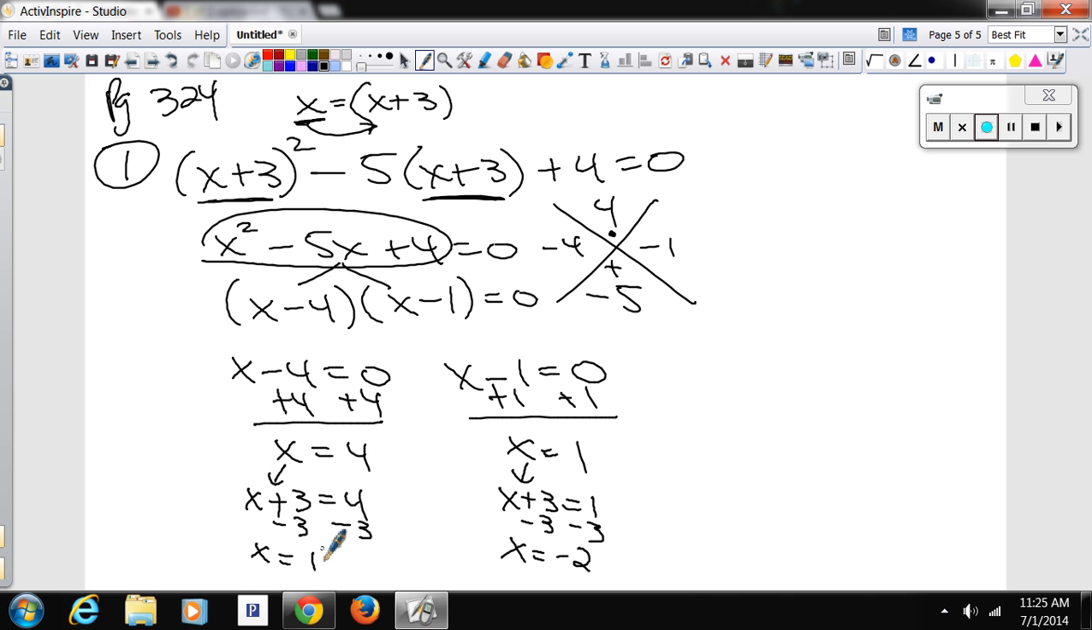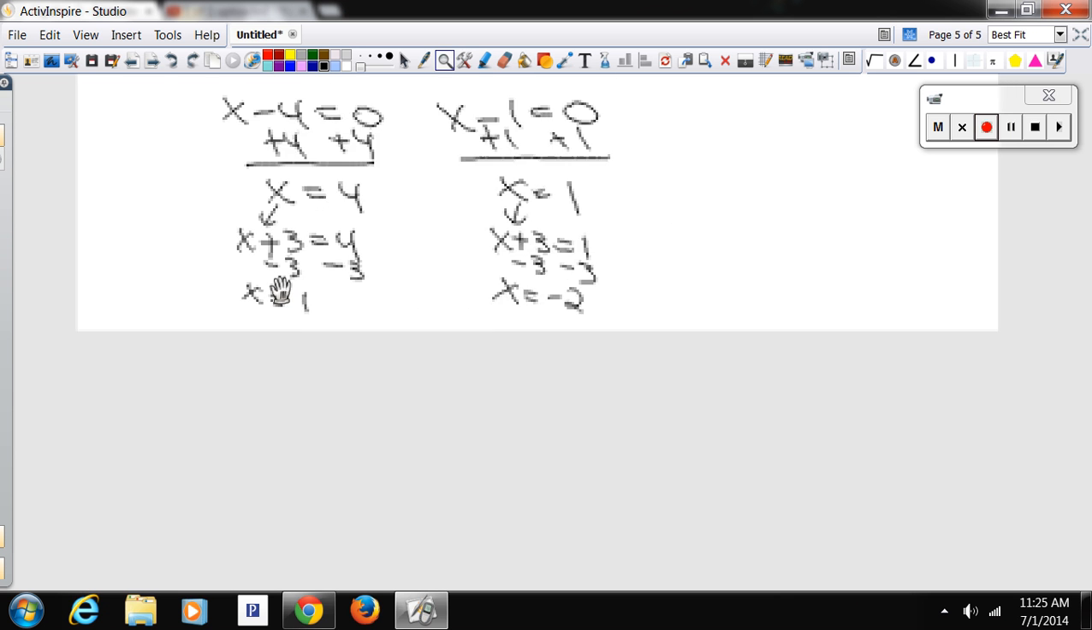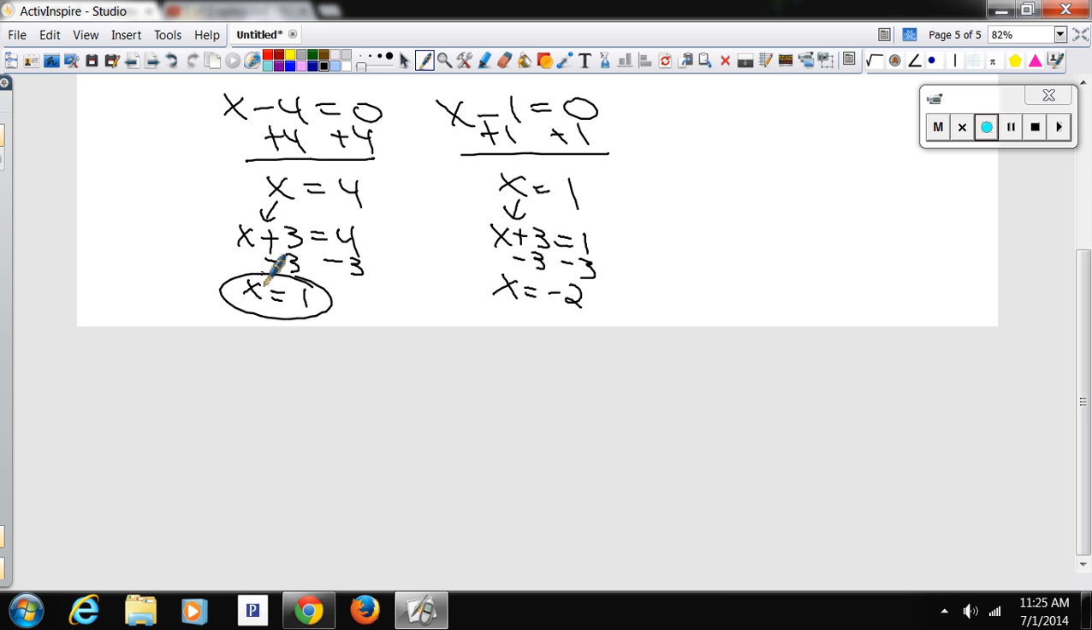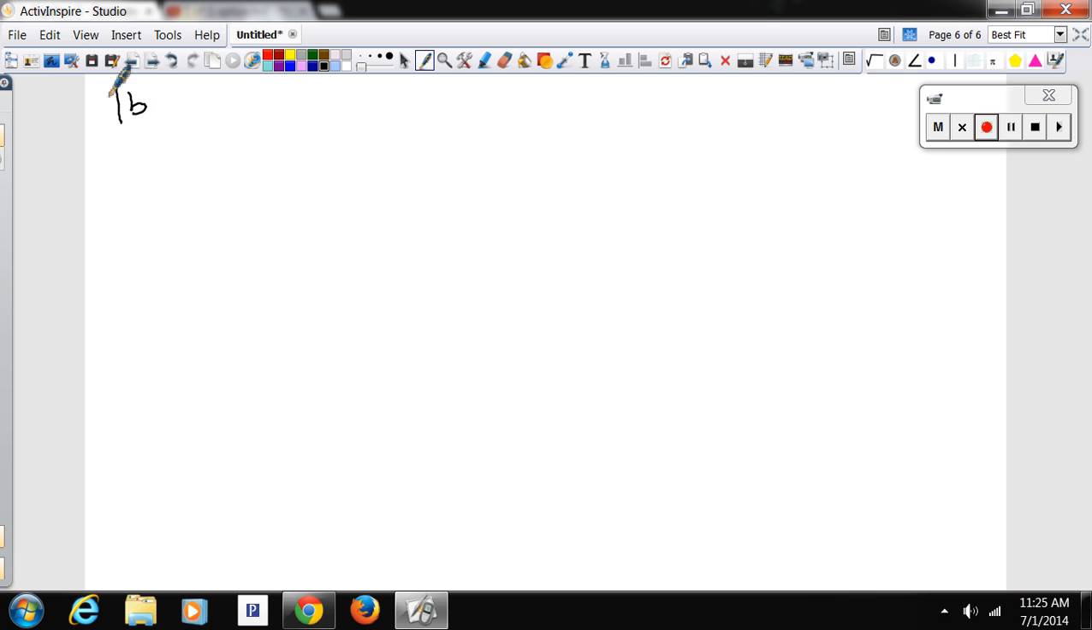So your two answers then would be a positive 1 and a negative 2. So you factored it down, got x by itself and solved it, and then plugged in the original variable. The original variable was our x plus 3. So we substituted that in for x. That was 1a. Let me do 1b, just so we have more practice. Everybody okay there so far? Okay, let's go to 1b.